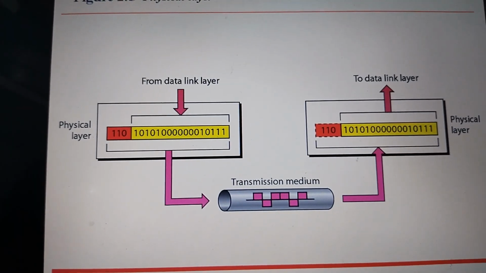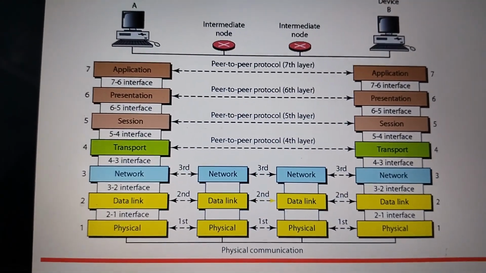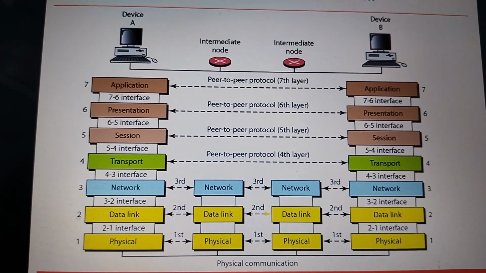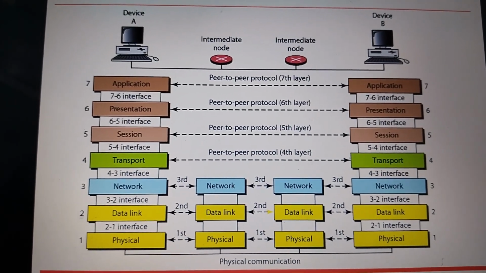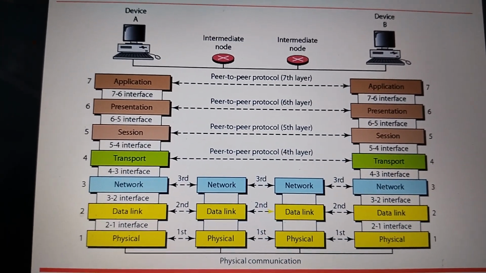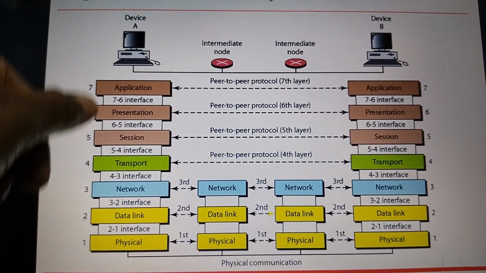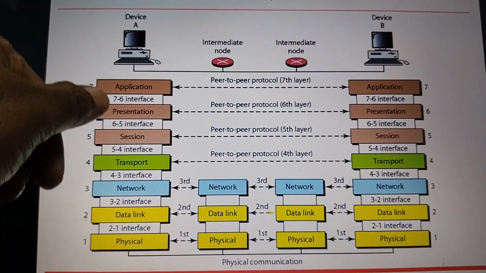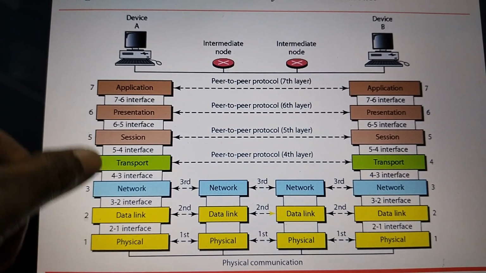Okay, this is about the OSI model. Here, what is the meaning of the OSI model? Simply put, the OSI model is how the data is passing from sender to receiver. Okay, it passes through several layers from the application layer to presentation, session, transport, network, data link layer, and physical layer.